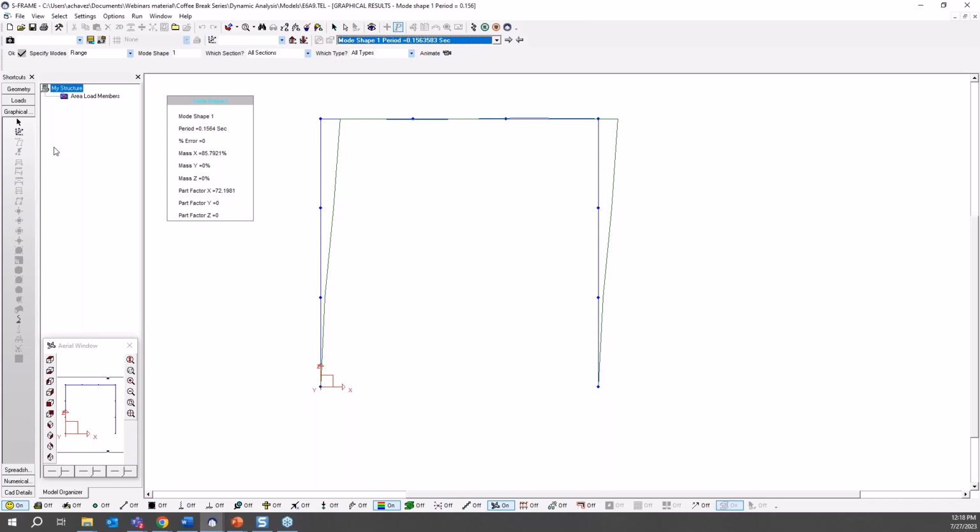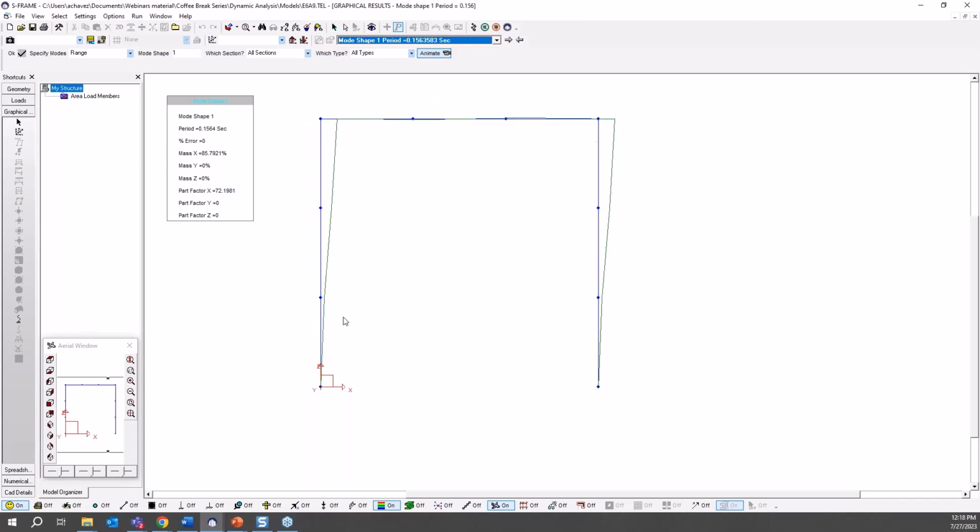And as we now have a better mass distribution, having more members and joints, this mass participation has dropped down to 85% for the X direction. But it's still clear that this mode shape is dominating, and it will be the one that we are mostly interested in. So I'm just going to run an animation over here again.